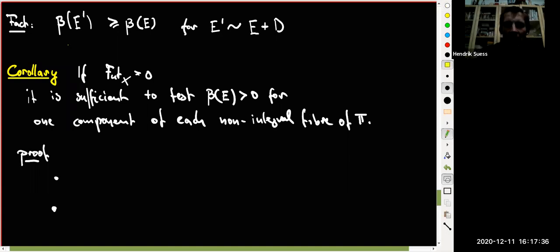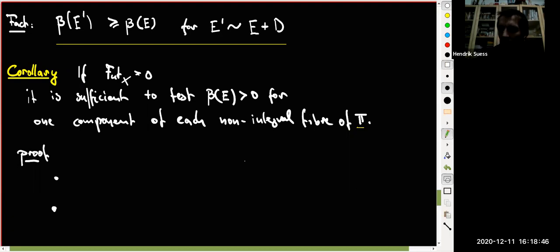Okay, and in order to see this, we make again use of the fact which I mentioned quite at the beginning of my talk, namely that if we have two divisors on X, such that one is linearly equivalent to the sum of the other one plus some effective divisor, then we have this inequality for the beta invariants. So the claim of the next corollary is that it's sufficient to test the beta invariant for all components. So I have to run through all non-integral fibers of my quotient map. So this was the quotient map down to P1. And of this quotient map, I only have to consider the non-integral fibers. And for each of these non-integral fibers, I just have to pick one component. And this is enough. So if I test that my beta invariant is positive for all of those, then I'm actually done.